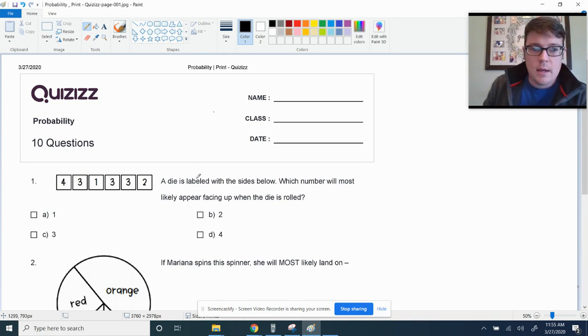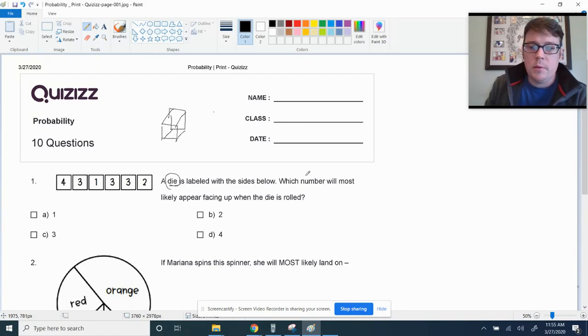We have a die, which is a cube that you would roll like in a game of Monopoly or something like that. So you get this six-sided cube, and on the sides you got 4, 3, 1, 3, 3, 2. And we want to know which number will likely appear facing up when the die is rolled.